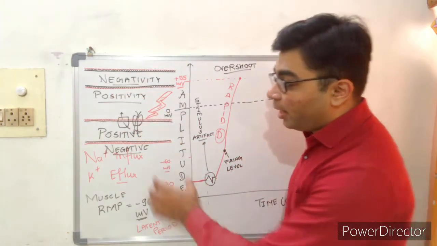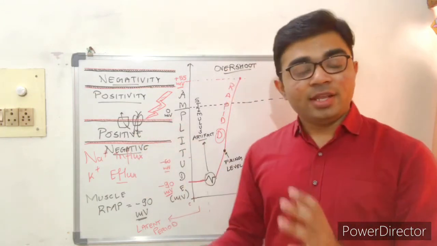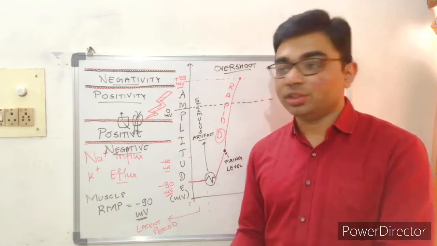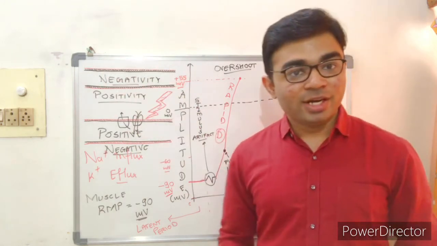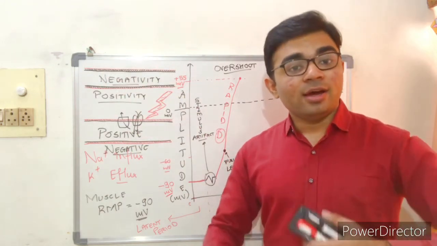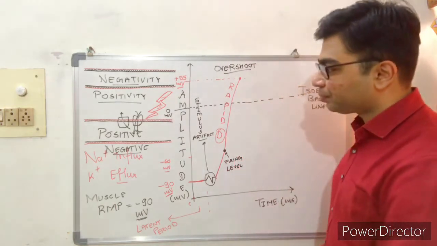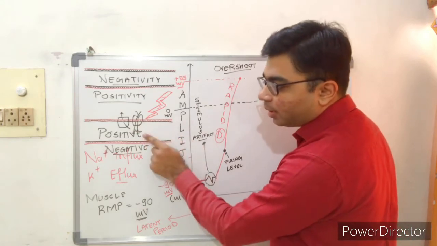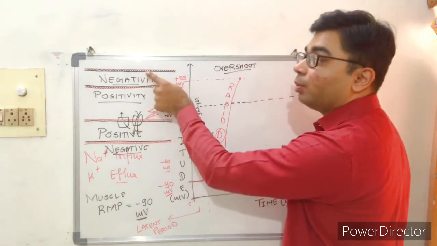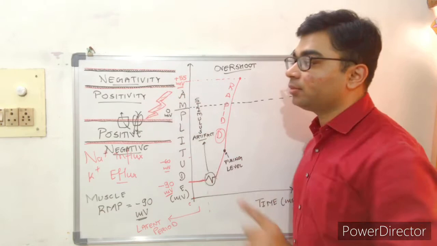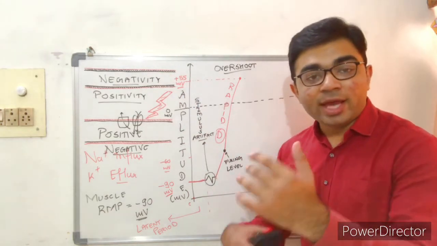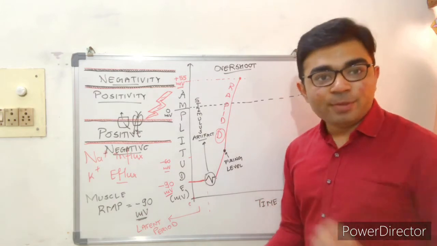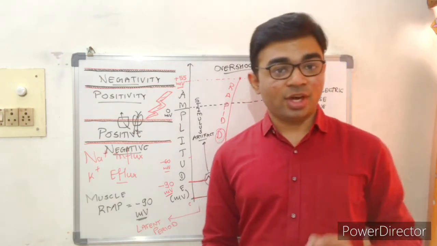This particular cell will now try to achieve its pre-stimulus position, that is again the resting membrane potential. We call it repolarization. So in the repolarization, what is going to happen is that the inside of the muscle becomes more and more negative and the outside becomes more and more positive. So exactly opposite to the action potential is going to happen in the repolarization. Now how does this occur?